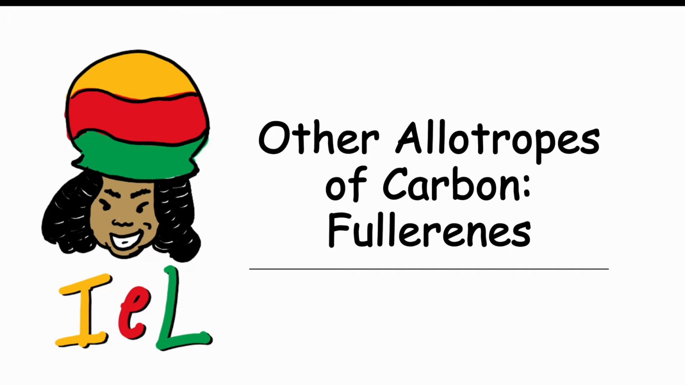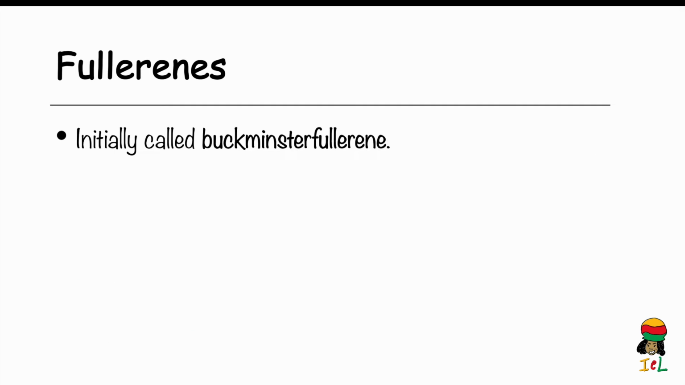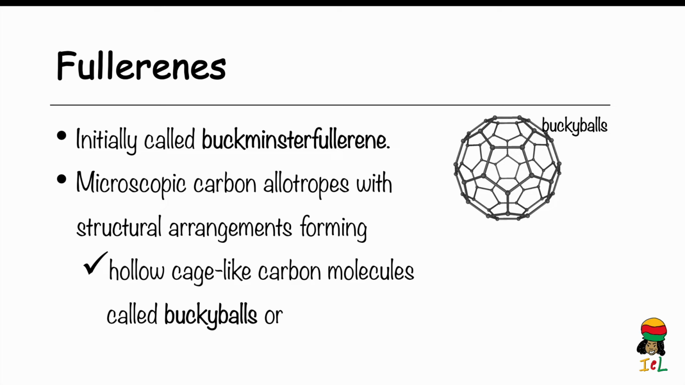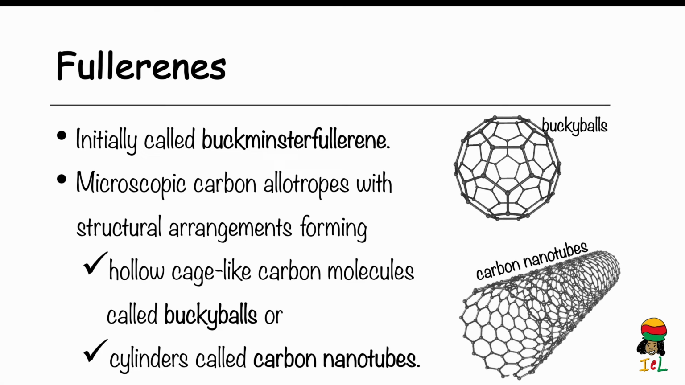There are other allotropes of carbon that exist outside of diamond and graphite. One such group of carbon allotropes is called fullerenes. When discovered, these carbon allotropes were initially called Buckminsterfullerene, but later the name was changed to simply fullerene to incorporate the many different shapes or forms that exist. Fullerenes are microscopic carbon allotropes that exist currently in two structural forms. The first, hollow cage-like molecules called buckyballs, and the second, cylinders or tubes called carbon nanotubes.